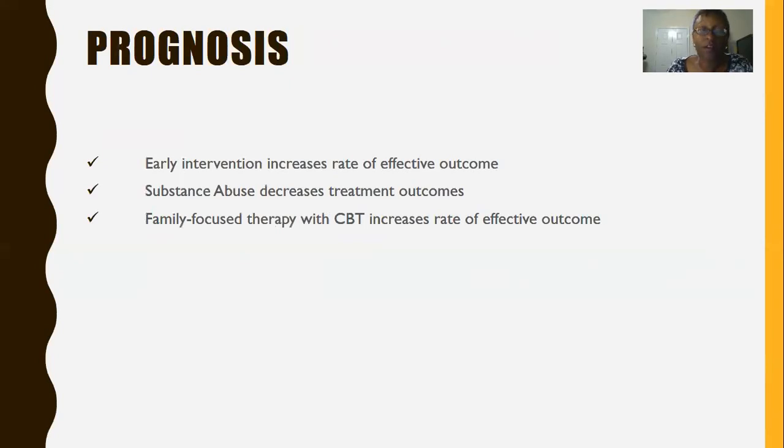Prognosis. The earlier the child begins therapy, the increased probability that treatment will be effective. Substance abuse decreases treatment outcomes. Family-focused therapy with CBT increases rate of effective outcome.